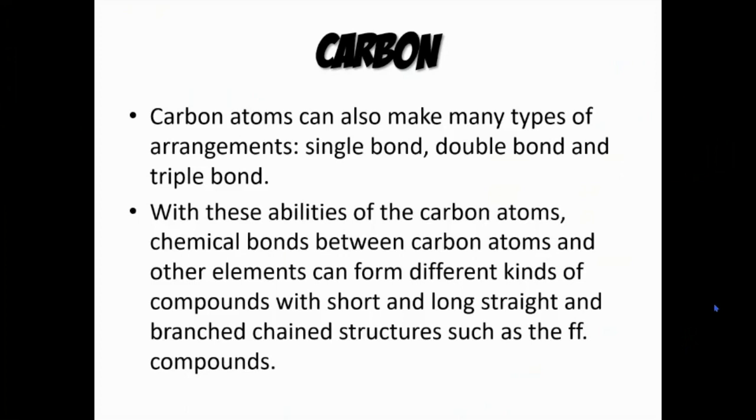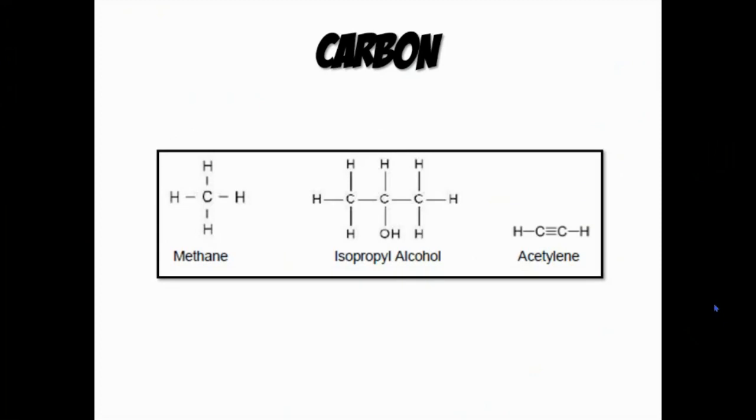And then with these abilities of the carbon atoms, chemical bonds between carbon atoms and other elements can form different kinds of compounds with short and long, straight and branched chain structures, such as the following compounds. Just like this. Yung example natin is methane, isopropyl, and then acetylene.